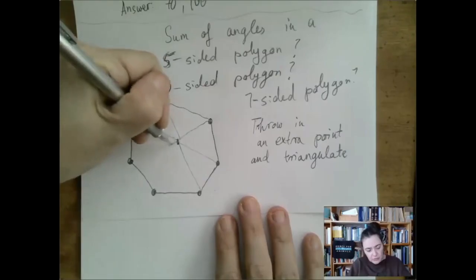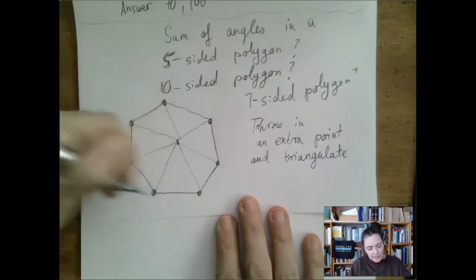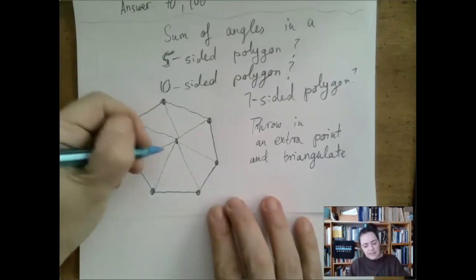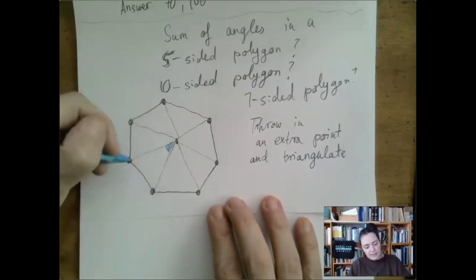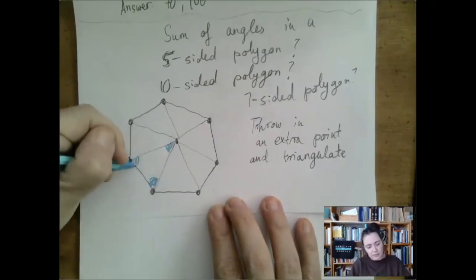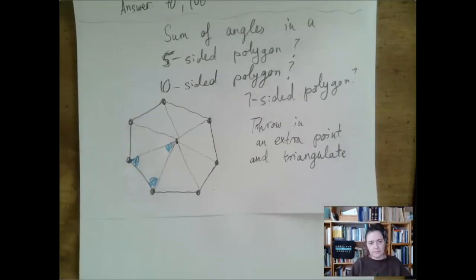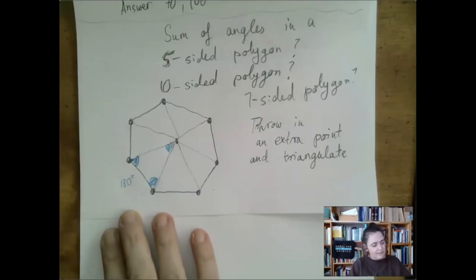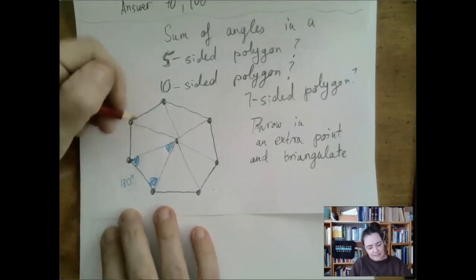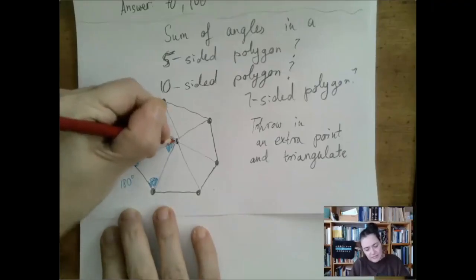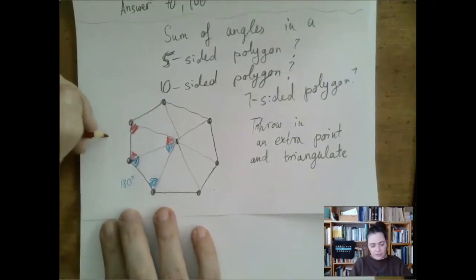Why? Because we know that the angles in any triangle add up to 180. So these blue angles, we don't know them separately, but their sum is for sure. What is the sum of these three blue angles? 180 degrees. And then the sum of these red angles is also 180 degrees.